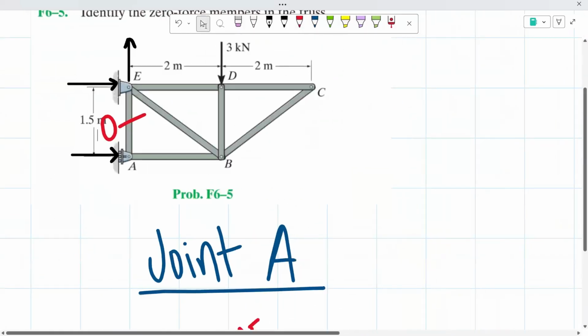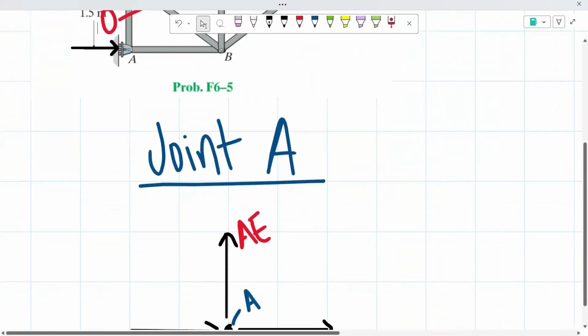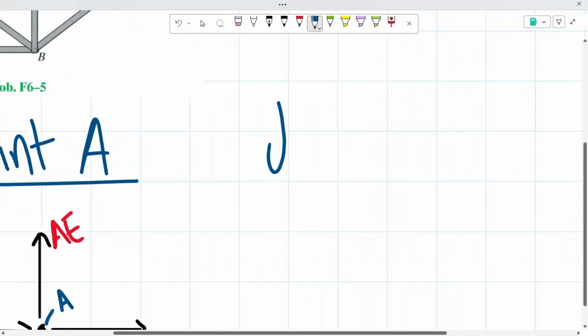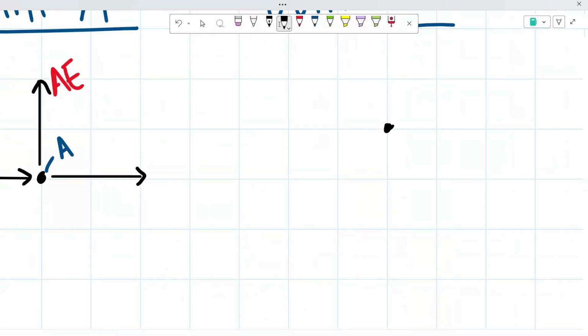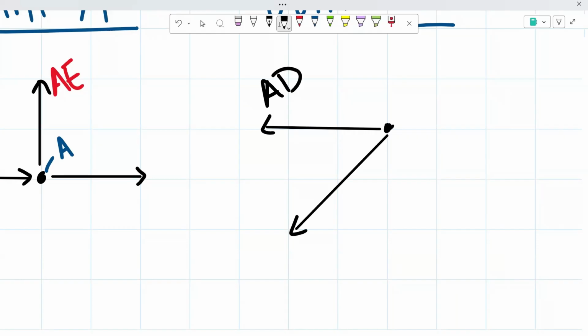From there, I'm going to proceed to go to joint C. If we were to draw out joint C, we would just have our joint C. From there, we have our member AD. And then from there, we would also have our member BC. And this is our joint C.